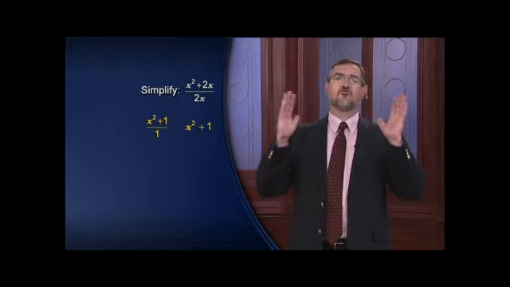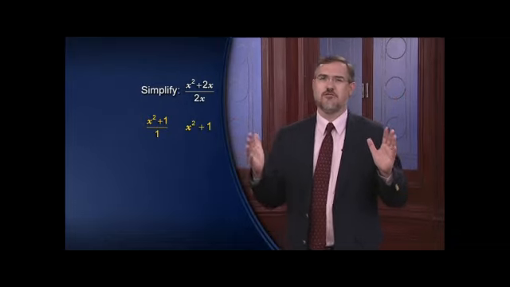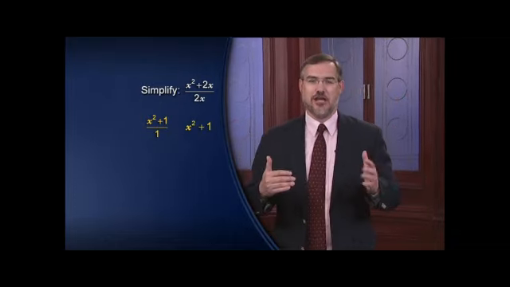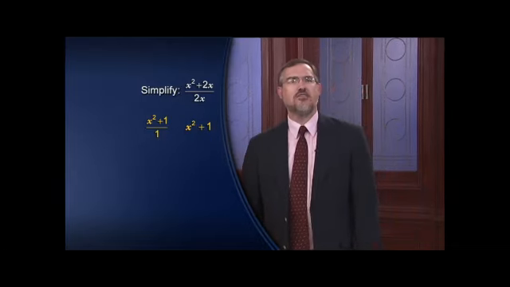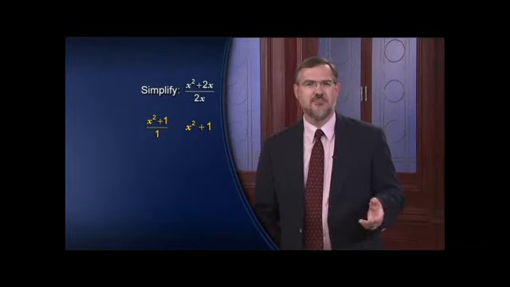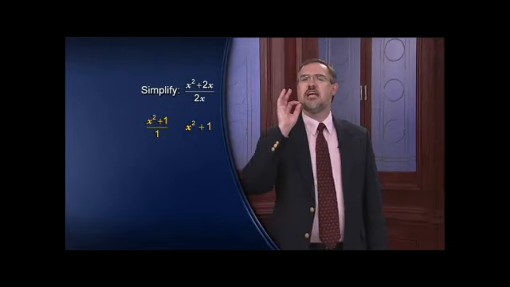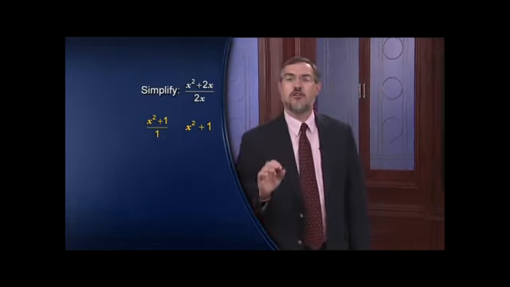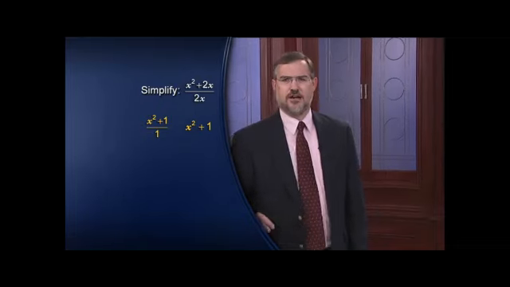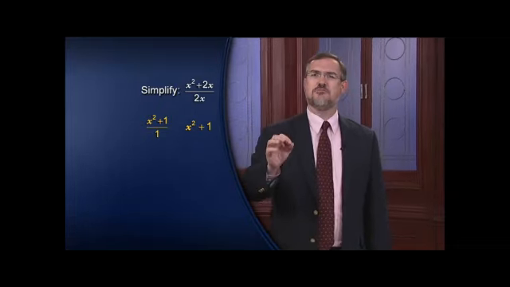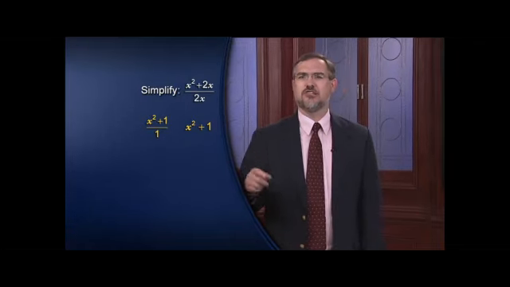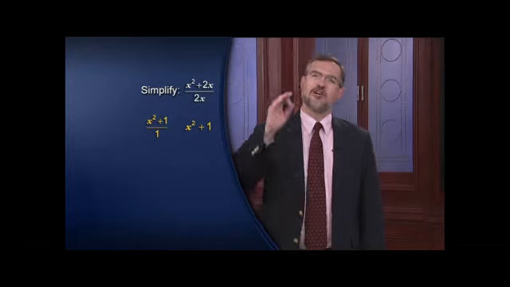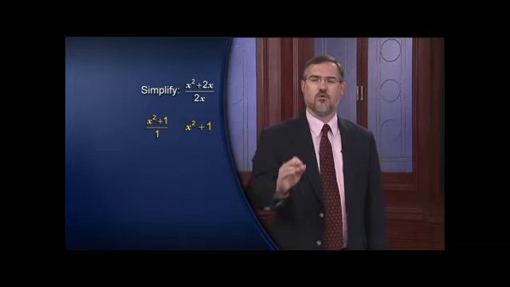But this is extremely wrong, as if there are different levels of incorrectness. It's wrong to cancel those two x's. And the reason it's wrong to cancel them, in a nutshell, is because in the numerator you have x squared plus 2x. And that 2x is being added to the x squared.